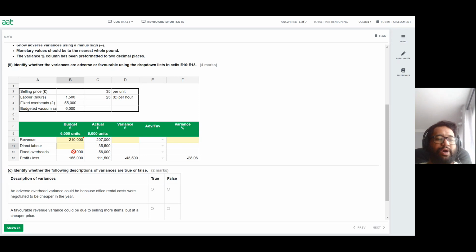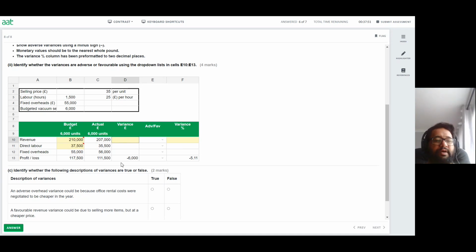They also want you to know what your direct labor is. Direct labor is going to be 1,500 hours multiplied by 25 pounds per hour. So here this is equal to B3 multiplied by C3. Okay, got that labor hours there.